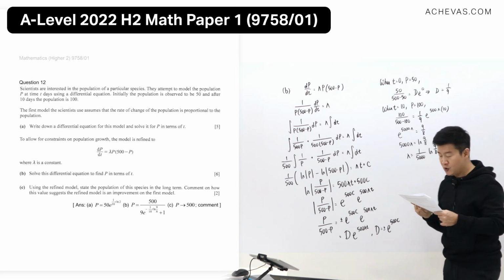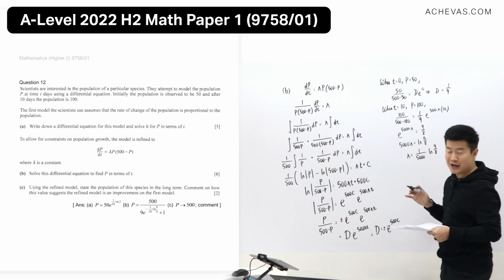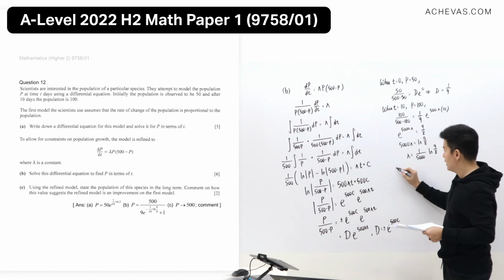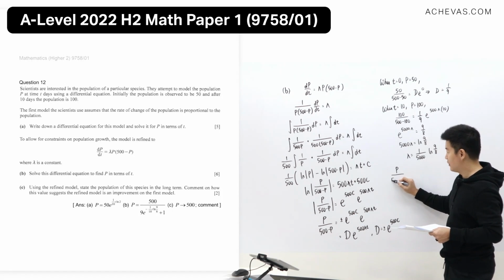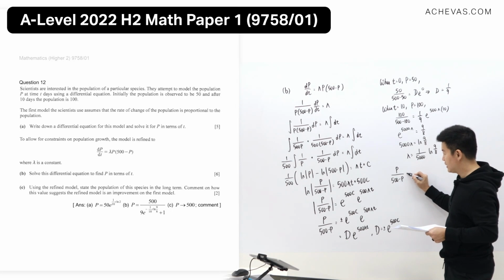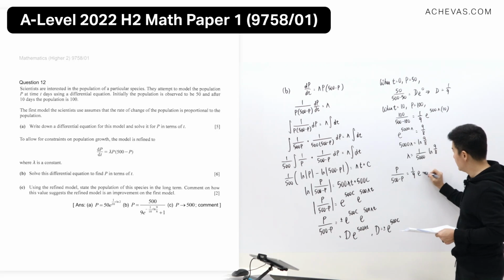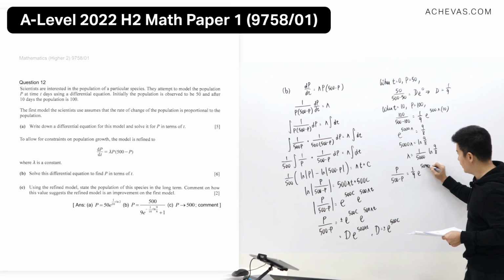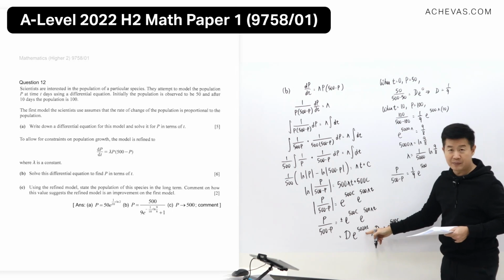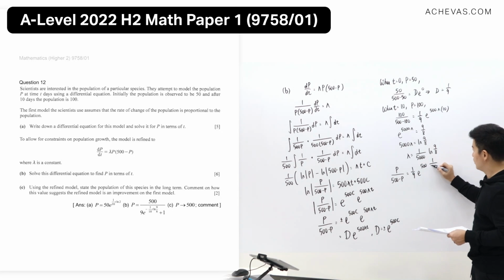So we can now write down p over (500 minus p) as equal to d, which is 1 over 9, times e to the power of 500 lambda, which is 1 over 5,000 ln of 9 over 8.